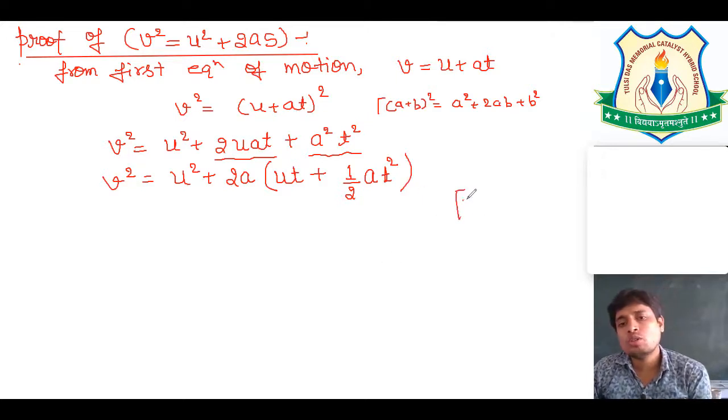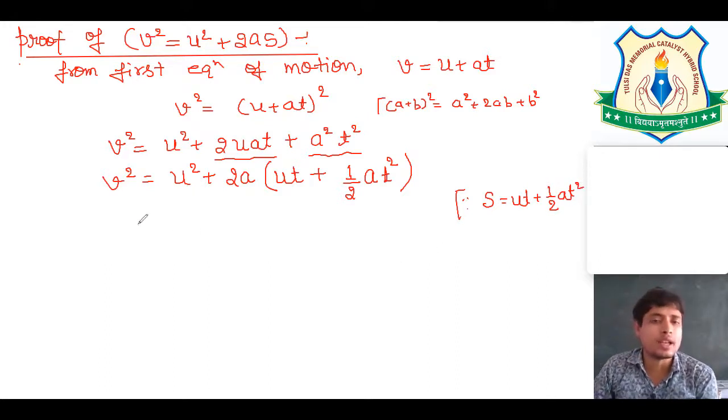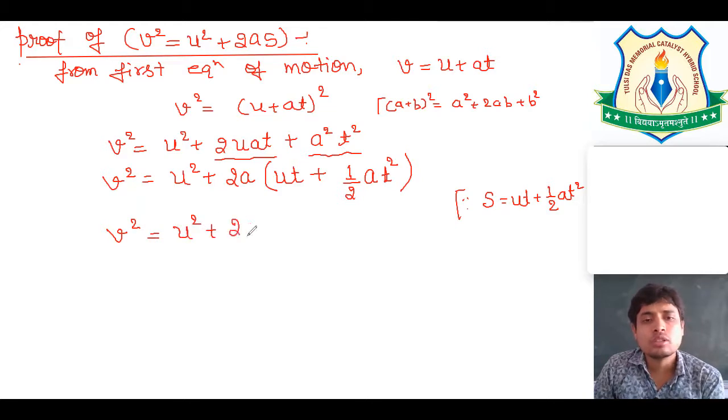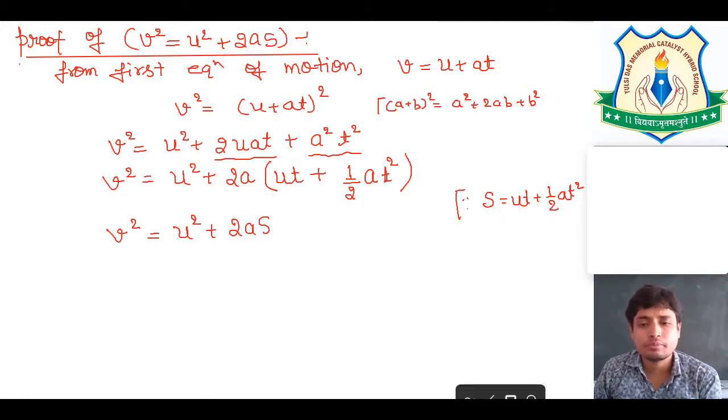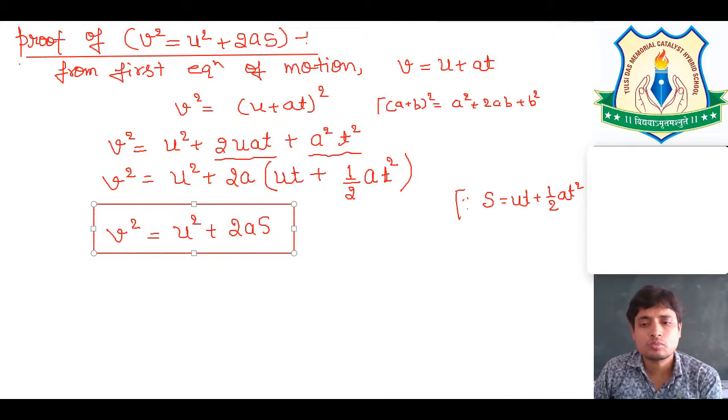Now in the bracket term you can see something. We know the second equation of motion and your bracket term is representing that. So in place of the bracket term we can write displacement s. This is the third equation of motion.